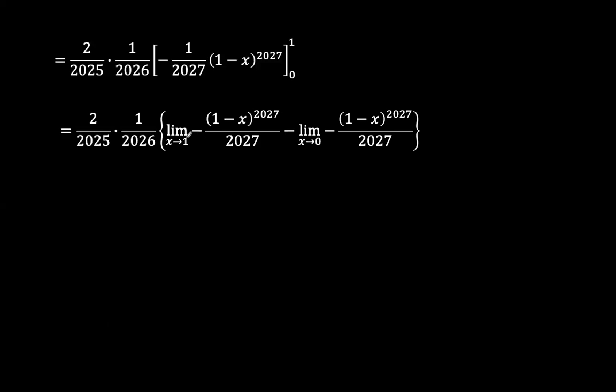we can see that as x tends to 1, 1 minus 1 is 0, so this part tends to 0. And then as x tends to 0, this is 1 minus 0. So this tends to 1 over 2027, negative and negative, this becomes a positive. So we have 2 over 2025 times 1 over 2026 times 1 over 2027 as our answer.